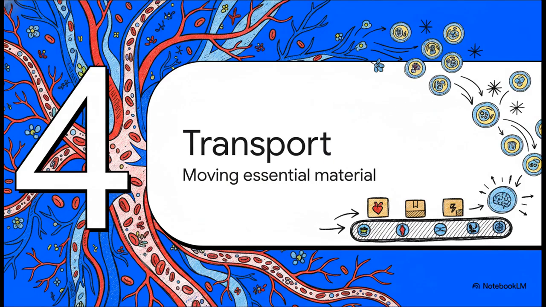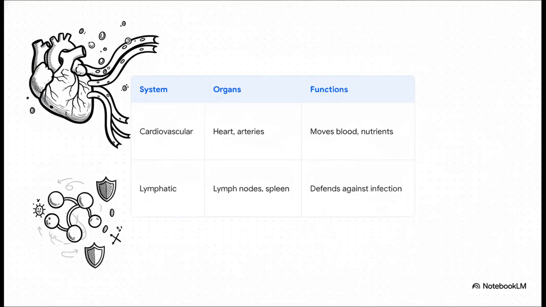Okay, so we have a command center, but now we need a delivery network. That brings us to Group 4, transport, moving essential materials. We've got 2 primary systems forming this network. The cardiovascular system acts as your main highway. Driven by the heart, it forcefully pumps your blood to transport dissolved gases, nutrients, hormones, and clear out cellular wastes.